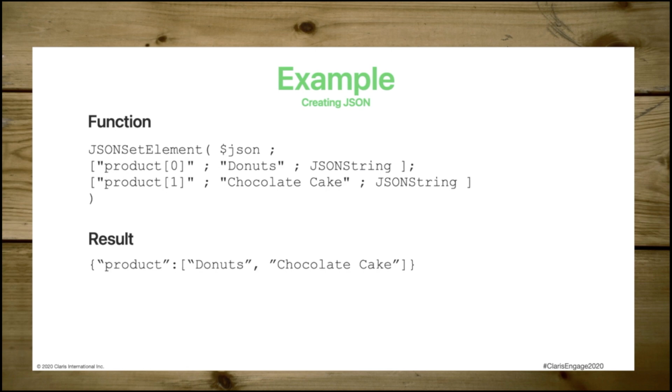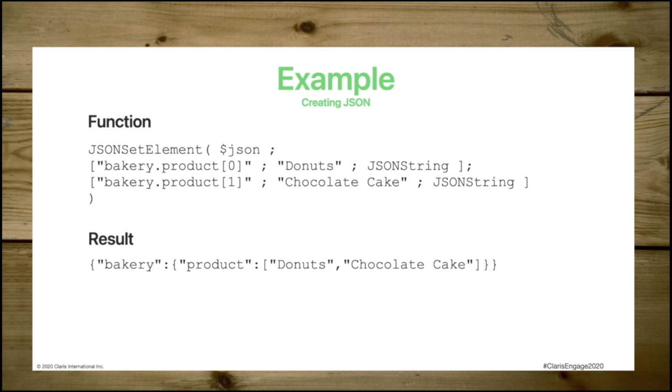Now how arrays are created is in some ways similar, where we have the name product and then something else, which in this case is square brackets, with the numbers 0 and 1. Arrays start their counting at 0 instead of at 1. So when we look at the result, we have the name of product. In the array, there's donuts and chocolate cake as two different values.